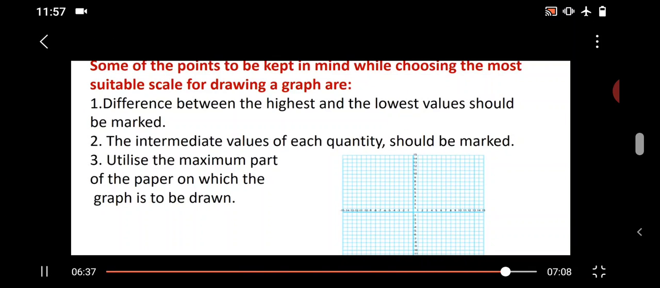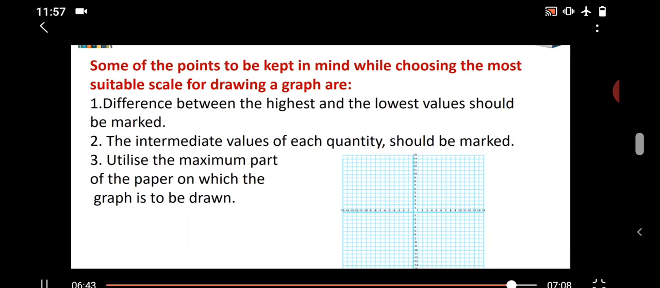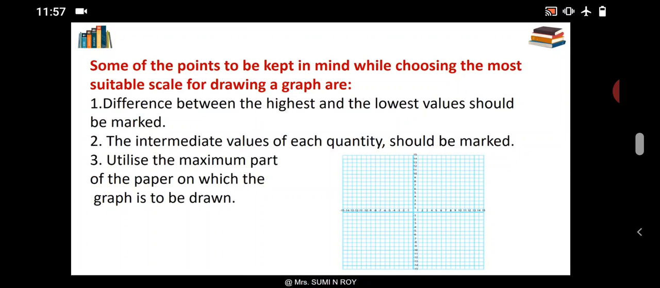Some of the points to be kept in mind while choosing the most suitable scale for drawing a graph are: the difference between the highest and lowest values should be marked. The intermediate values of each quantity should be marked. Utilize the maximum part of the paper on which the graph is to be drawn.